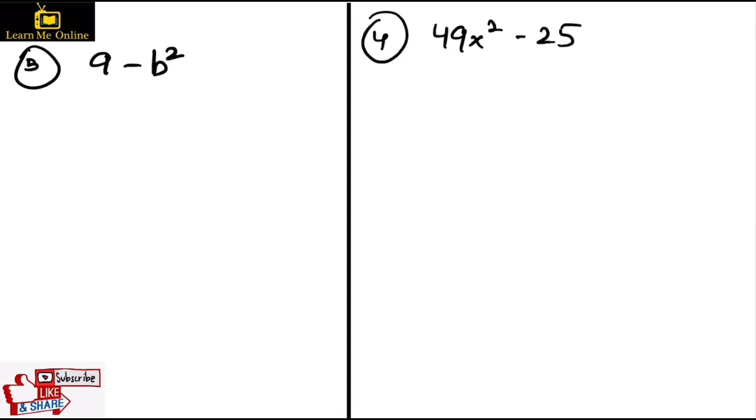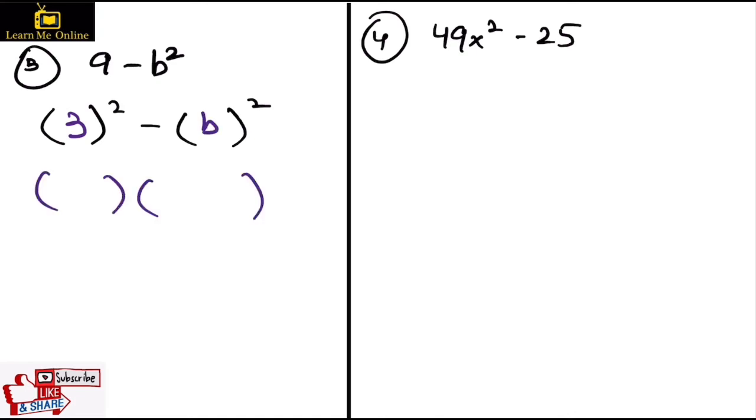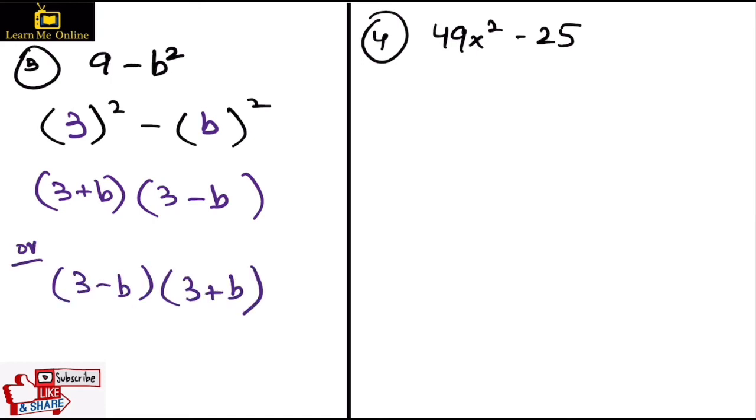Now we have a similar question. The first thing is to write both terms in square form. 9 can be written as a square of 3, so the first term would be 3, and the next would be b. To factorize it, you make your two brackets and write 3 plus b and then 3 minus b. If you write 3 minus b first and 3 plus b after, that is still the same thing.